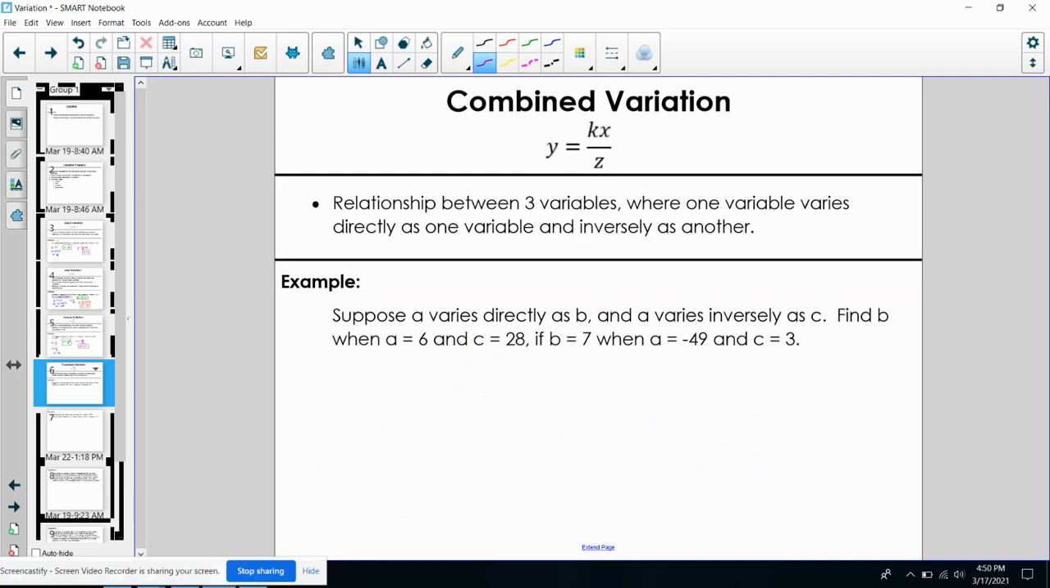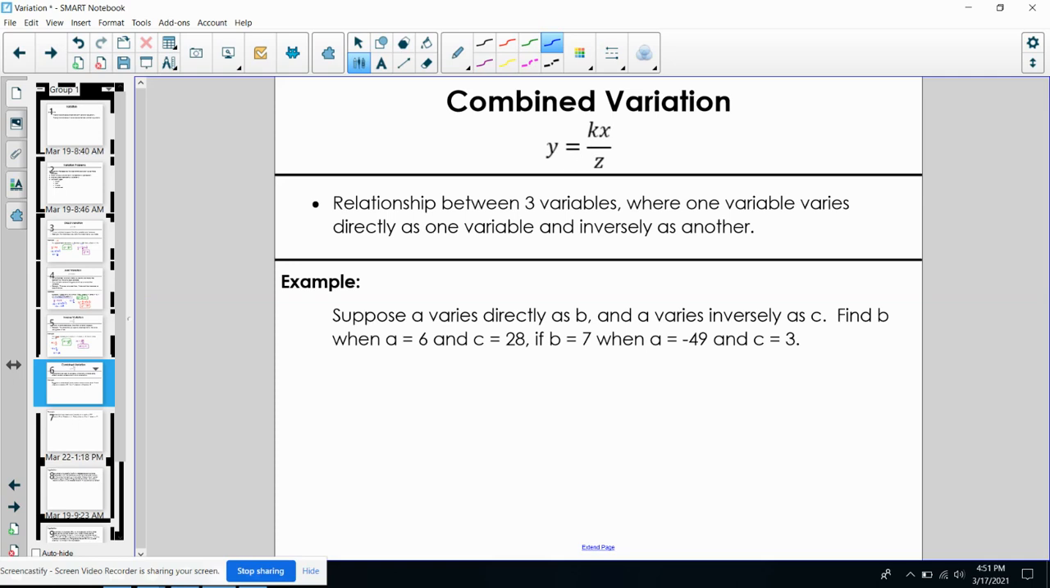Okay, and the last type of variation is combined variation, and that's exactly kind of what it sounds like. You're combining the different variations together. So a basic equation would be y equals kx over z. So we have a direct variation, and we also have an inverse variation. So it's a relationship between three variables, could also be more than three variables, where one of the variables varies directly as one variable and inversely as another variable. So you can have multiple variables on the top, multiple variables in the bottom.